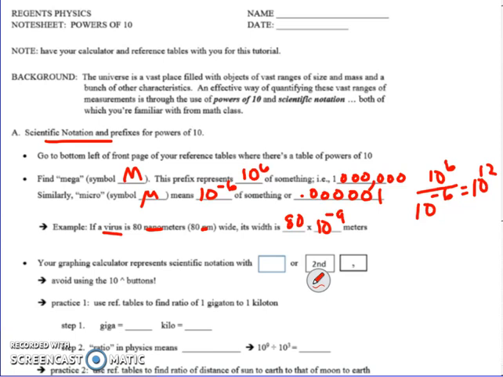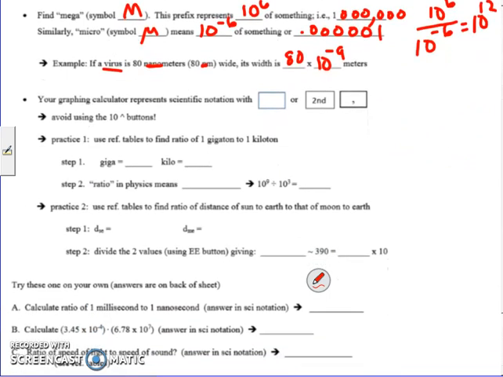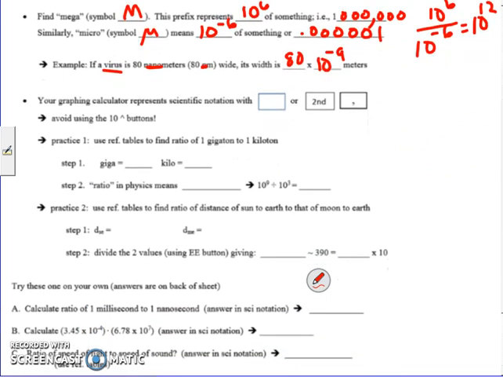Now, when you go to type things in and do calculations on your graphing calculator, there is a special button that's meant to deal with it. And it is not the 10 caret button that so many students use. So I want to introduce you to the EE button. Okay, the EE button is found by pressing the second button and then the comma.